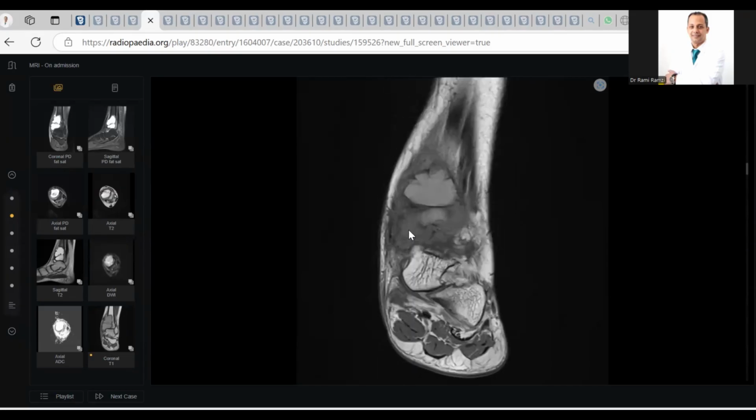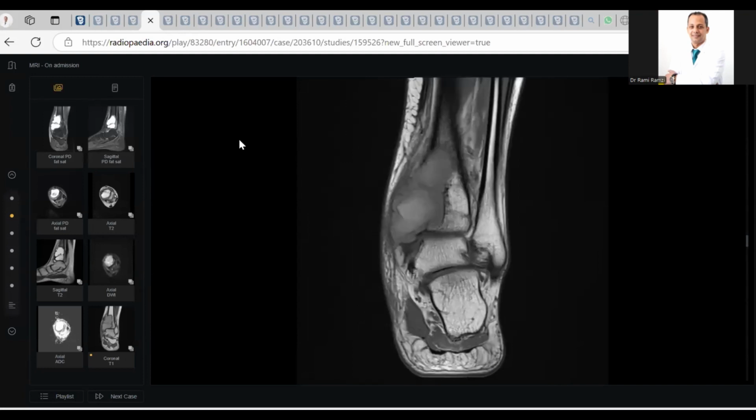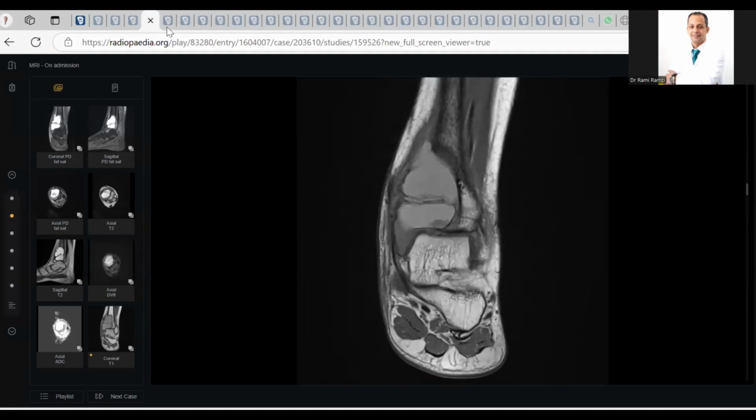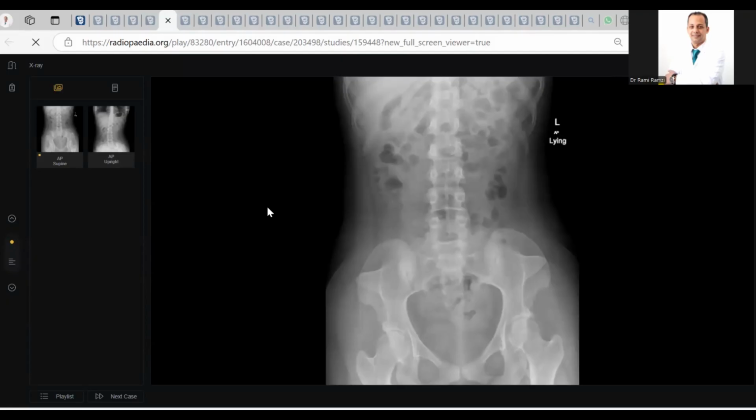So first is aneurysmal bone cyst, sir. What will you do next? Sir, I would convey these findings to the orthopedician and call for a bone tumor MDT for further evaluation and discussion.